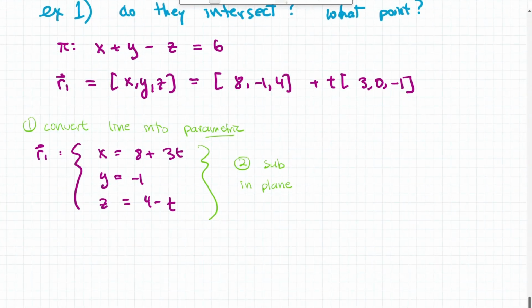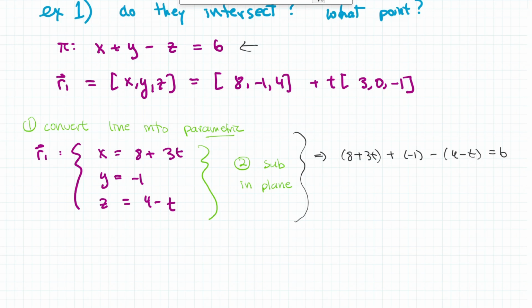So if we sub this into our plane, what do we get? So we're going to take all of this, and now we have x equals 8 plus 3t. Okay, so we're subbing it into this equation over here, and then plus y, which is negative 1, and then minus z, which is 4 minus t, and that equals 6. So essentially step 3 is we want to solve for t. And solving for t is going to give us that point of intersection.